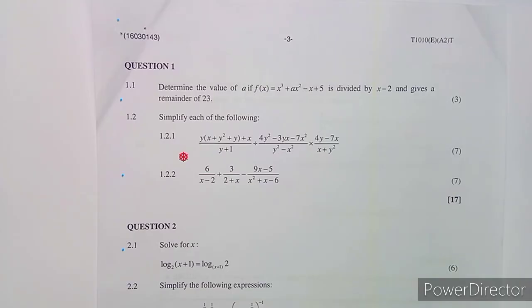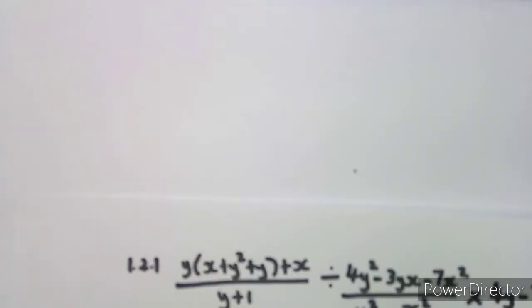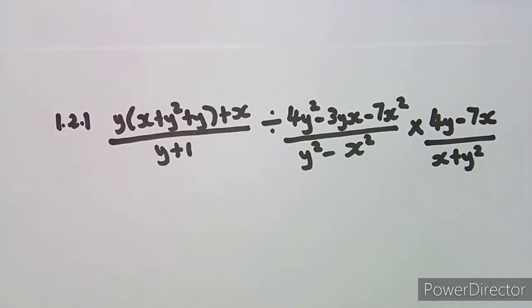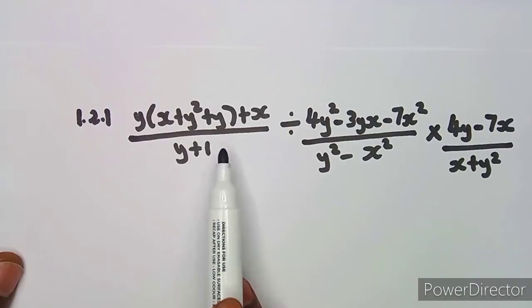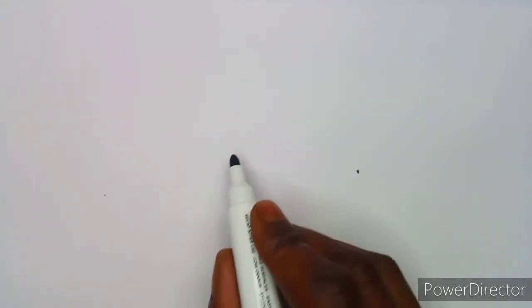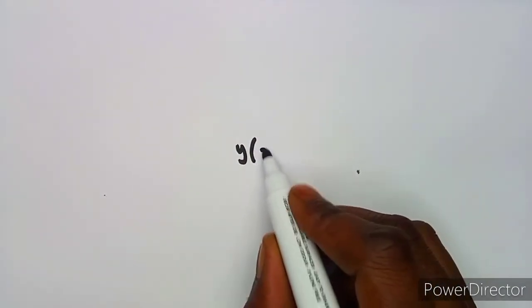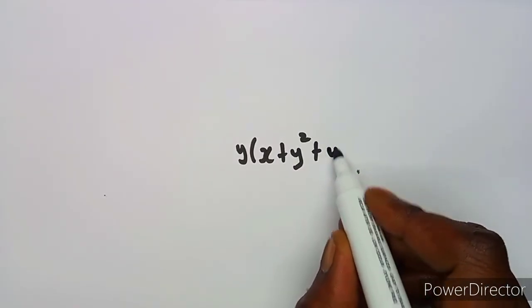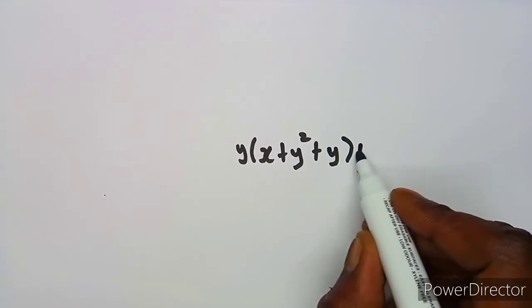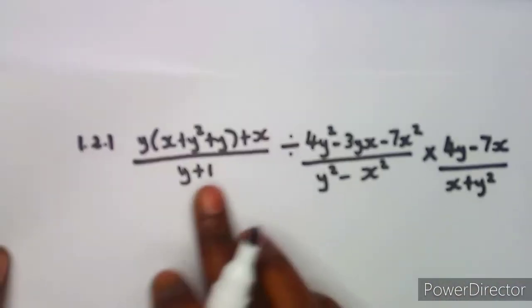Let's see, because I had written here so that at least we just work out directly the question. As we can see there, we've got a lot of things mixed and so forth that we are supposed to work out. And what can we do? Let's start with the first part. We have got y into x plus y squared plus y plus x, like this. This is what we have here.